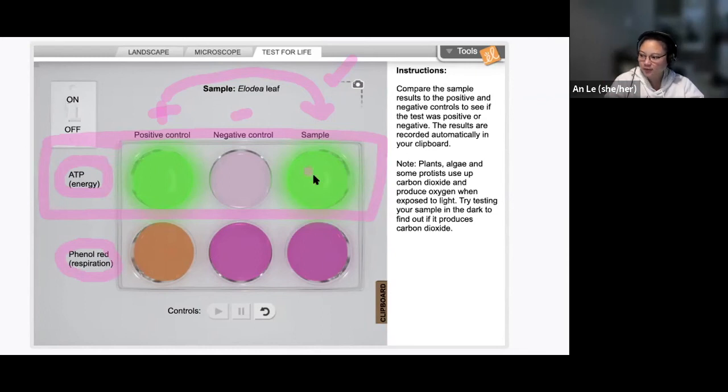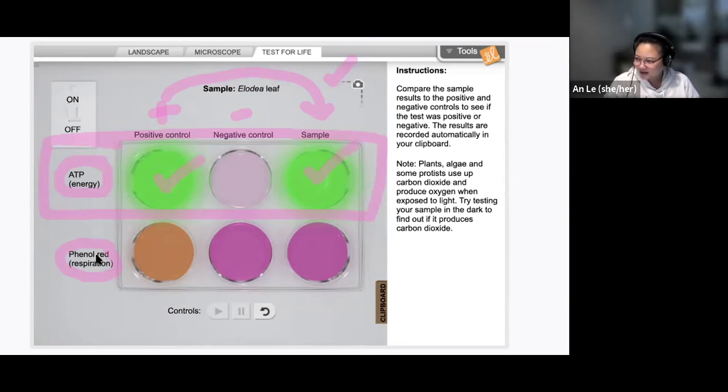It's green. Remember, the sample is green and the positive control is green. Therefore, it's a match. Therefore, boom, it has ATP. And this test, if we did it in class, you'd see it glowing green. It's so, so cool. All right, the next test is phenol red for respiration.